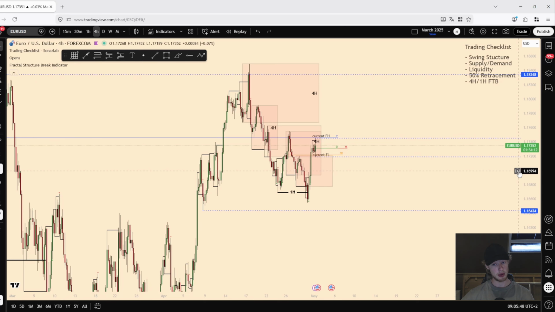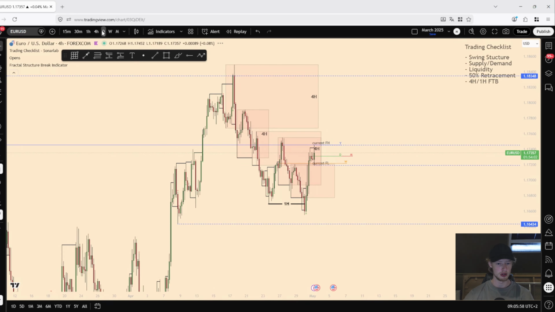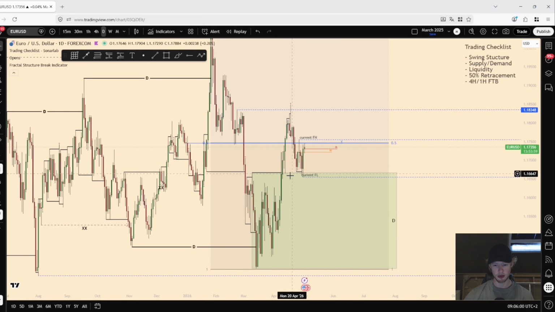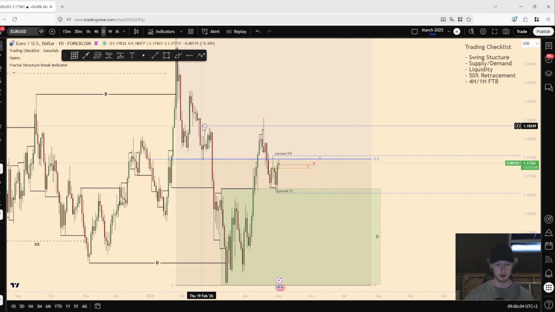we're just going over the pairs and I'm going to talk about what happened in my instance and what I could have done better. So what we can see on Euro USD is that we touch in towards this daily demand zone after taking out the liquidity above here.